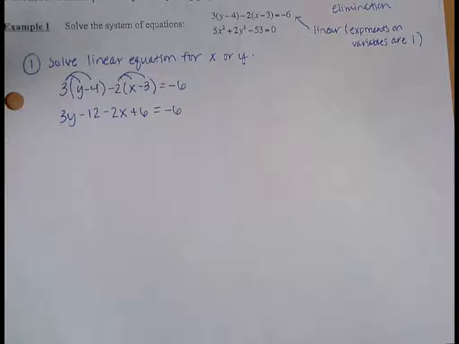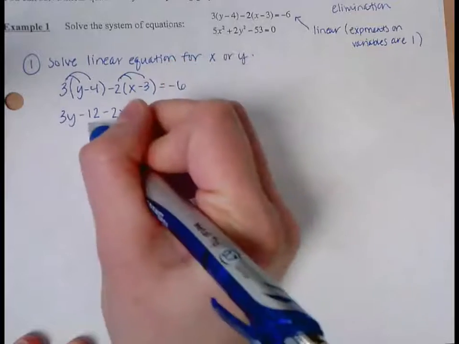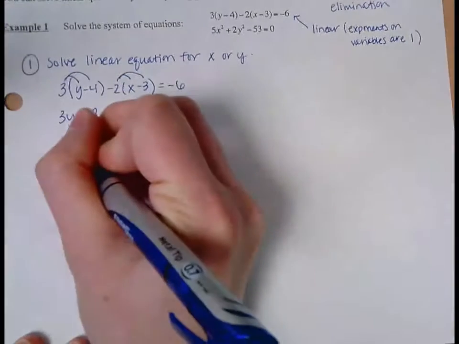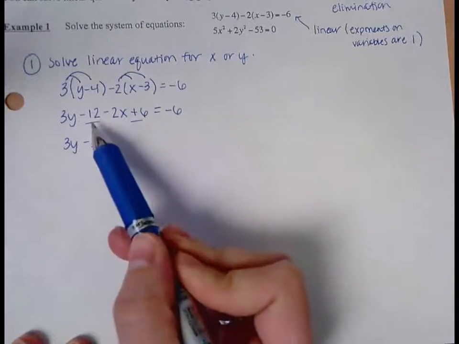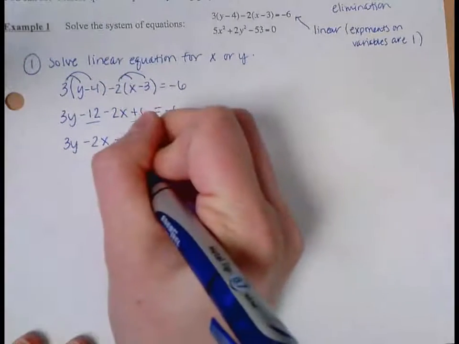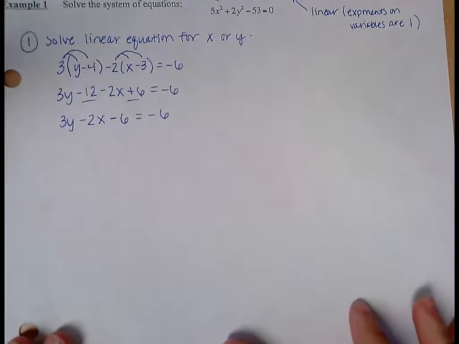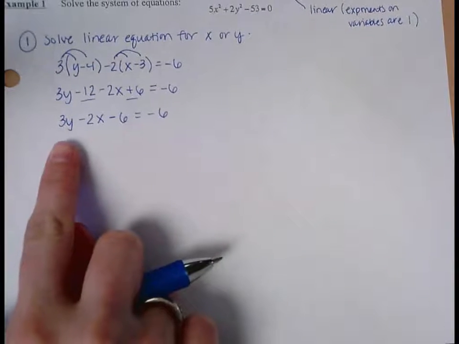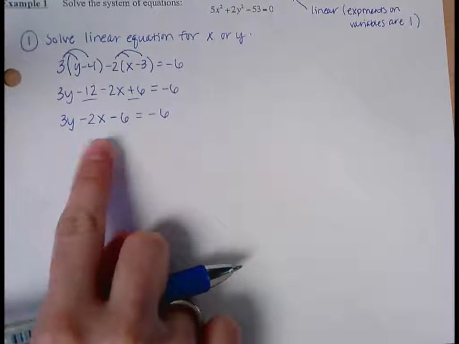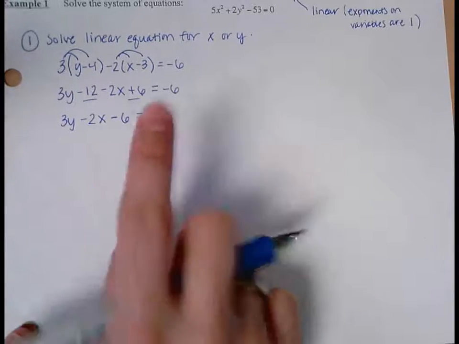Okay, from here, I'm still going to simplify that left side, the minus 12 plus 6. I can combine those constants. So I have 3y. I'll write the minus 2x next, and then the minus 12 plus 6 would be a minus 6 equals negative 6. And if I'm looking to get either x or y alone, I would want to move that constant, that minus 6, to the other side.